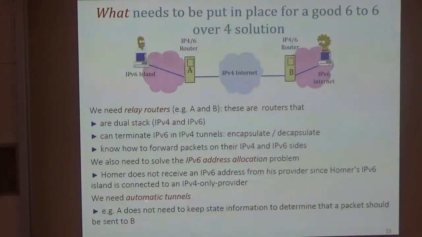And the third problem is we need to manage those tunnels. And we'll see that here it's possible to do what is called automatic tunnels. In other words, A does not need to keep any state information about where to send the packet. In particular, in the previous slide, I showed that the IP address of B was 1234. So how does A know that it needs to send those packets to an end of tunnel that is called 1234? This is what is solved by having the tunnels automatic.